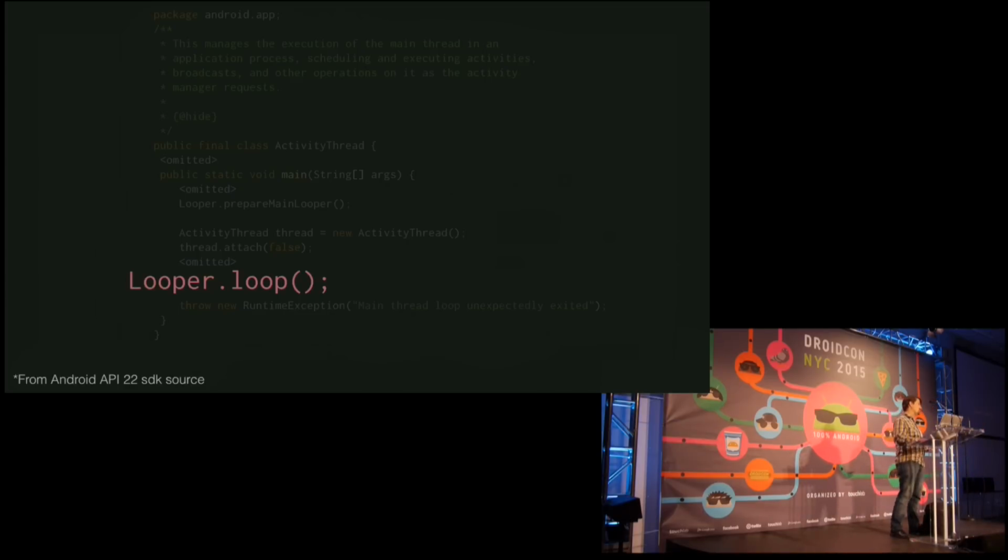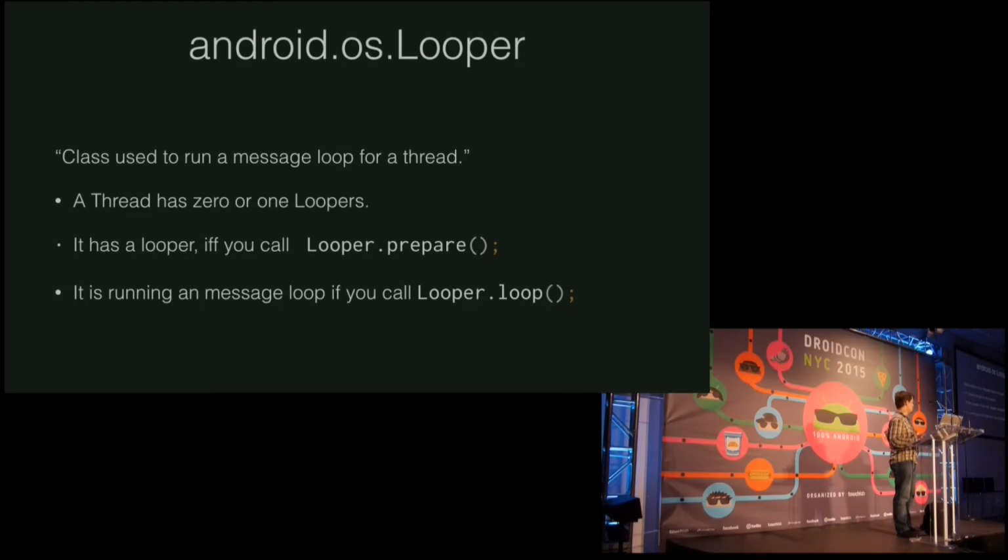Now, any thread in Android could have a looper. The main thread always has a looper. And it's a very specific looper that you can get a handle on, and we'll talk about that in a bit. So then the question is, what's a looper?